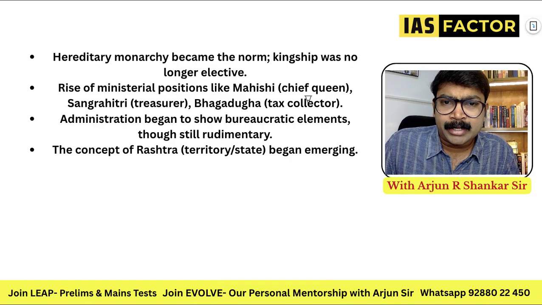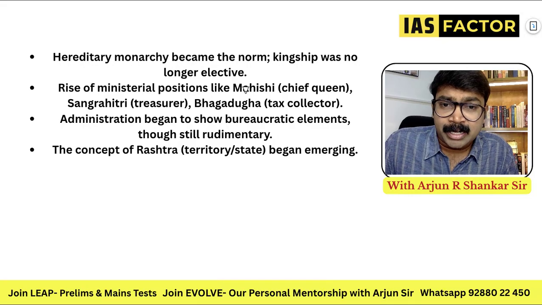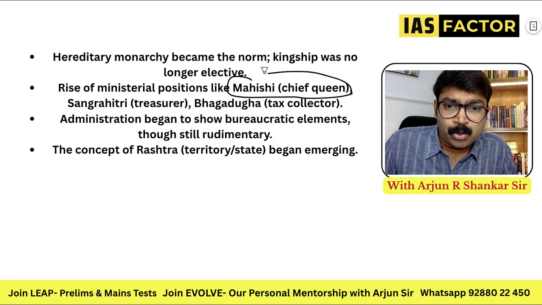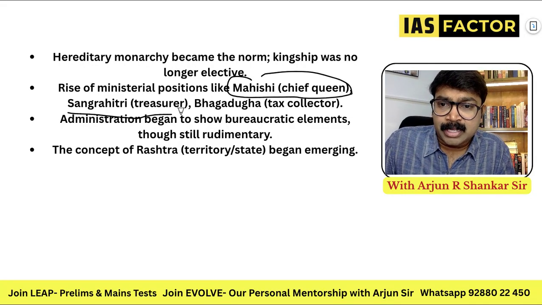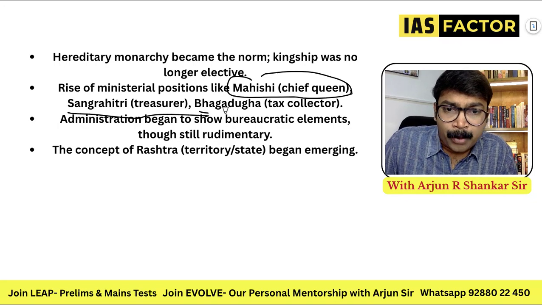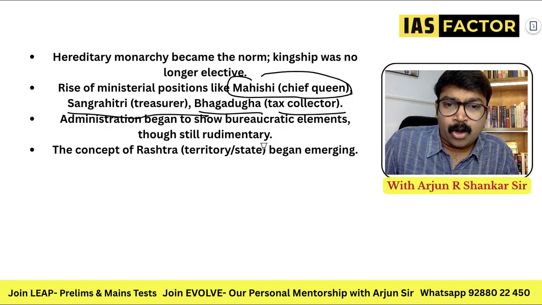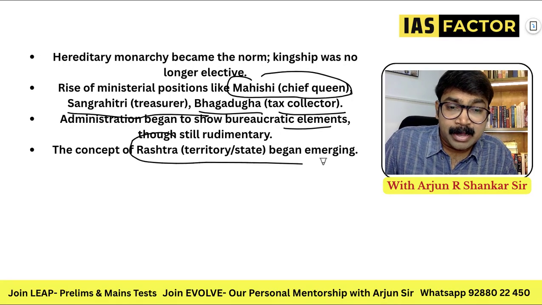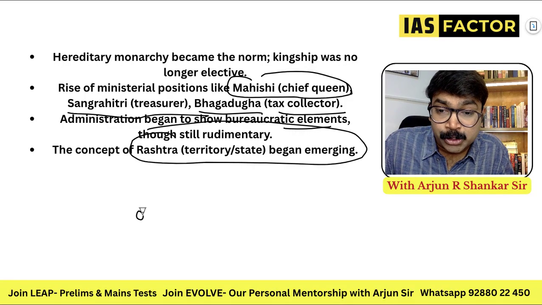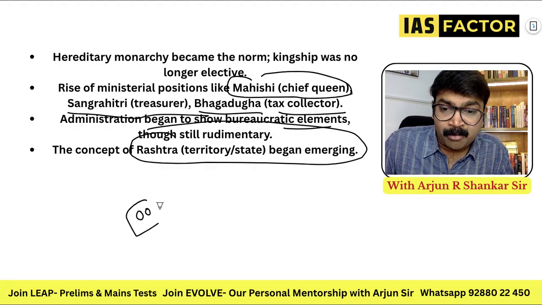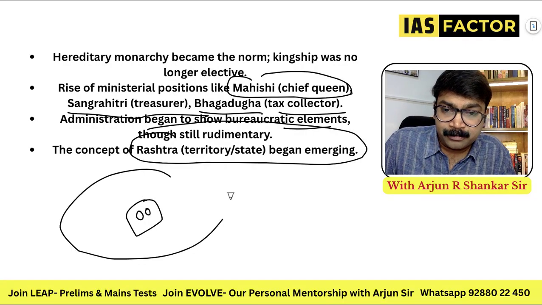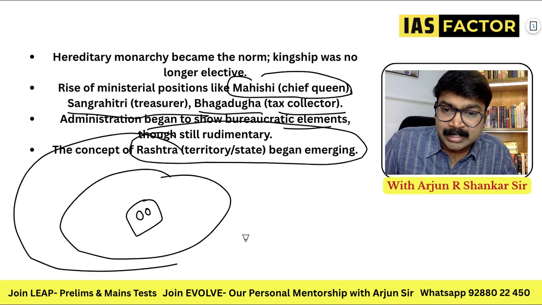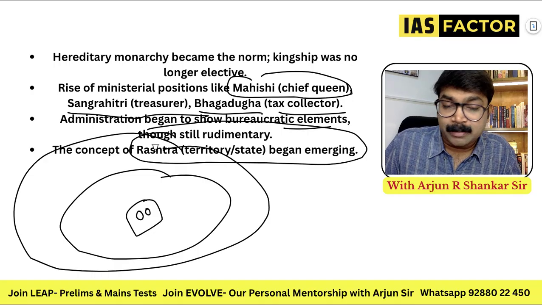Kingship was no longer elective. There was a rise of ministerial positions like Mahishi, the chief queen, Sangrahitri, the treasurer, and Bhagaduha, the tax collector. They all show that bureaucratic elements started to come. The concept of Rashtra began emerging, just like I showed you in the picture. This is how modern states came in. Bigger states started to come in. So the political system slowly developed like this.